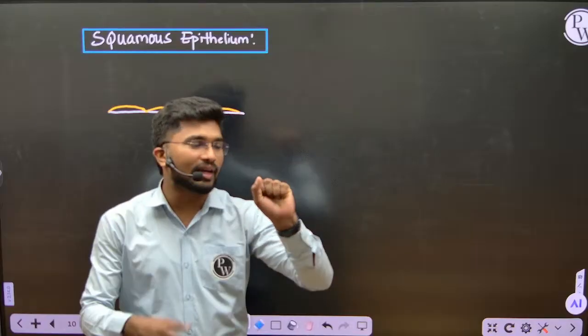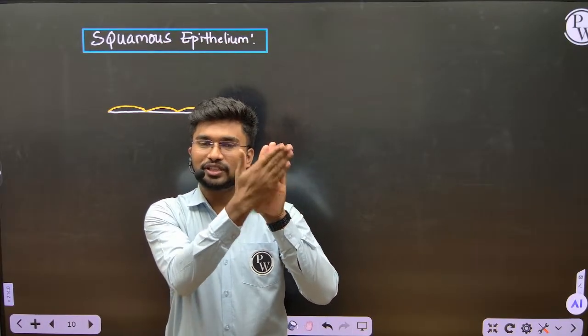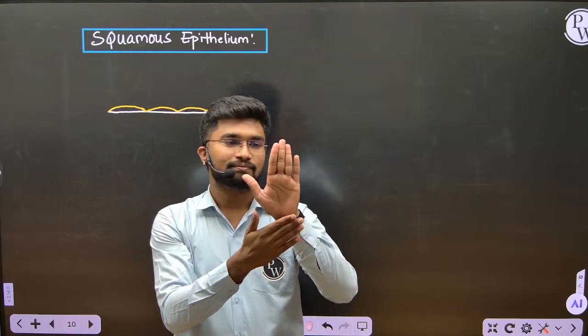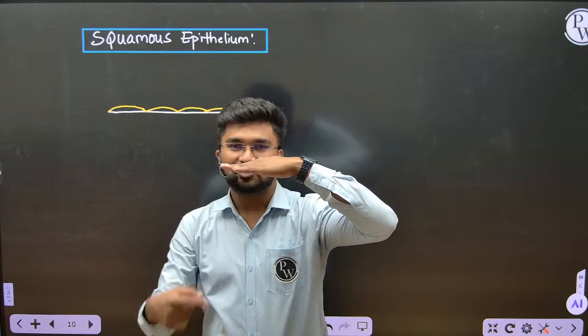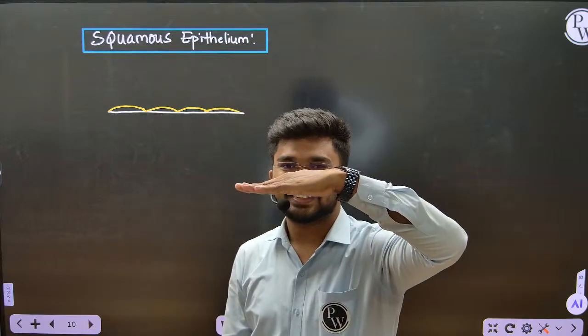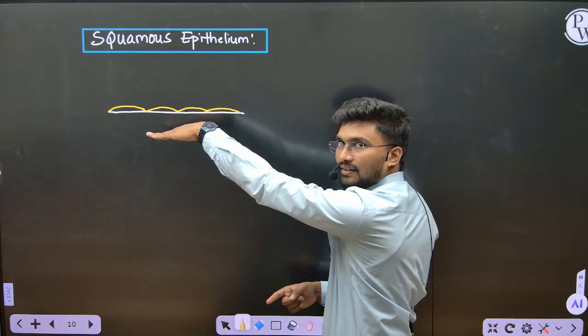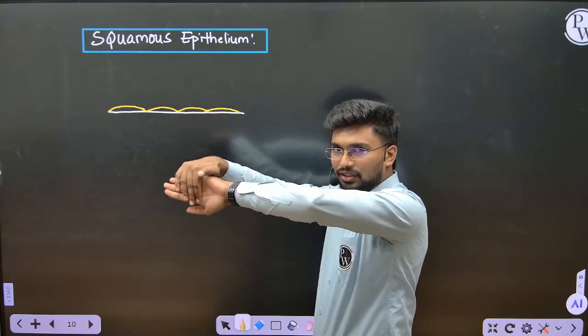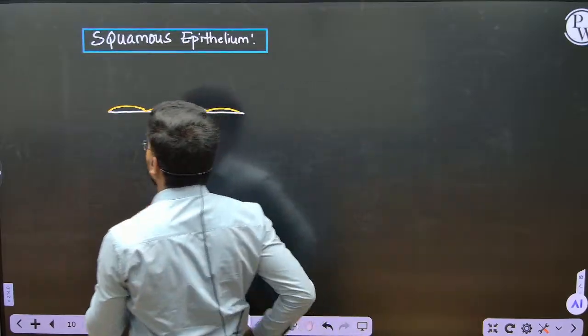Imagine my hand is the tissue. Which view am I showing you? This view. What is this view? Lateral view. You are seeing it laterally. If you see laterally, it will look like this. Here the complete tissue is there, but we are seeing it laterally. So this is that lateral view.